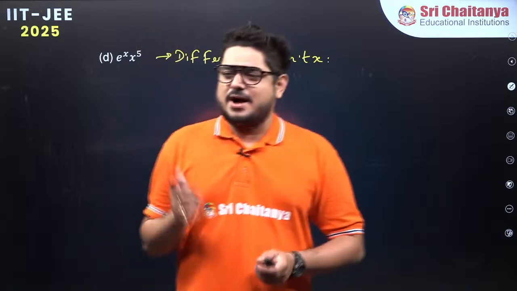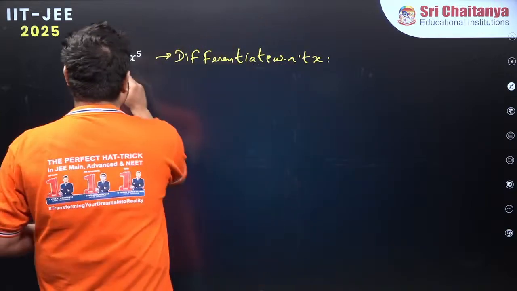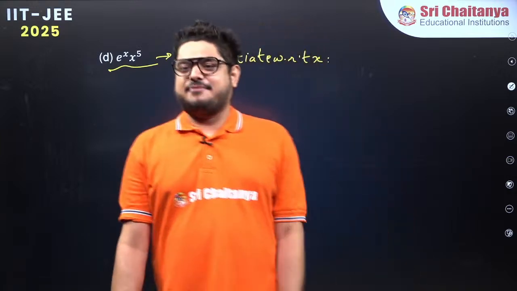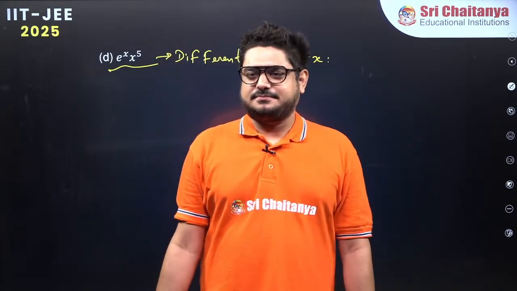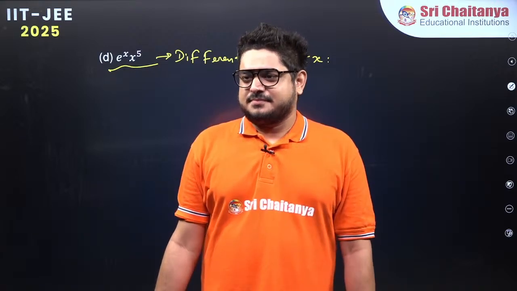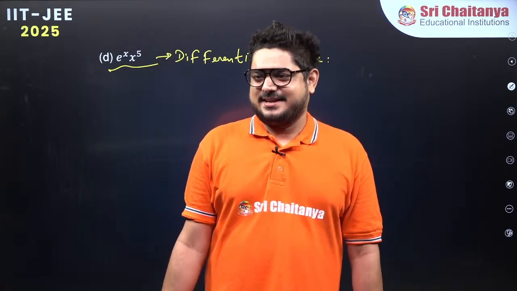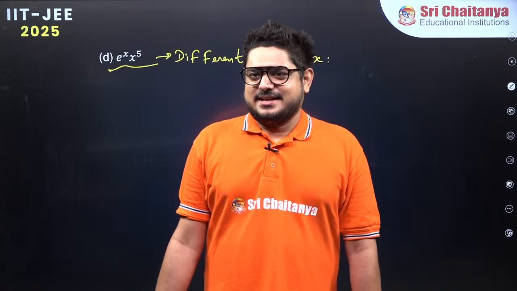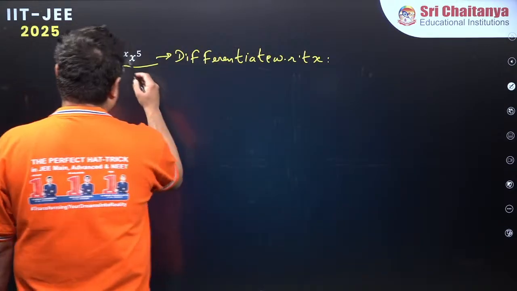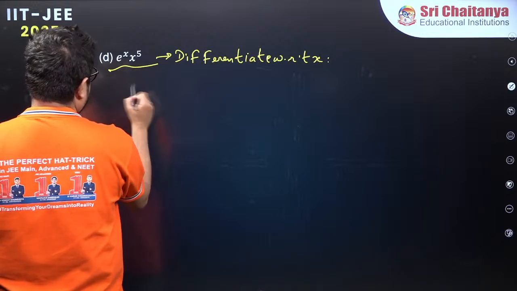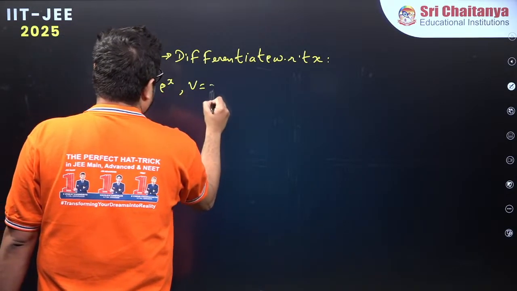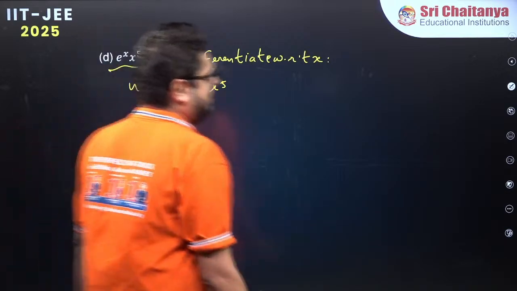Okay, so now once again over here, which rule do we have to apply? Which rule do we have to apply, everyone? UV, very good, UV rule. So now what needs to be done over here? There are two functions, isn't it? Let's say u is e to the power x and v is x to the power 5. Tell me the answer, everyone.